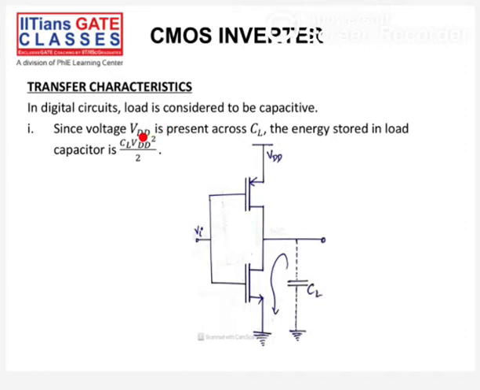Since voltage VDD is present across CL, the complete VDD will be present across CL. If it is present across CL, the energy stored in the load capacitor will be CL VDD square divided by 2. This will be the energy stored by this capacitor when Vi is changing.